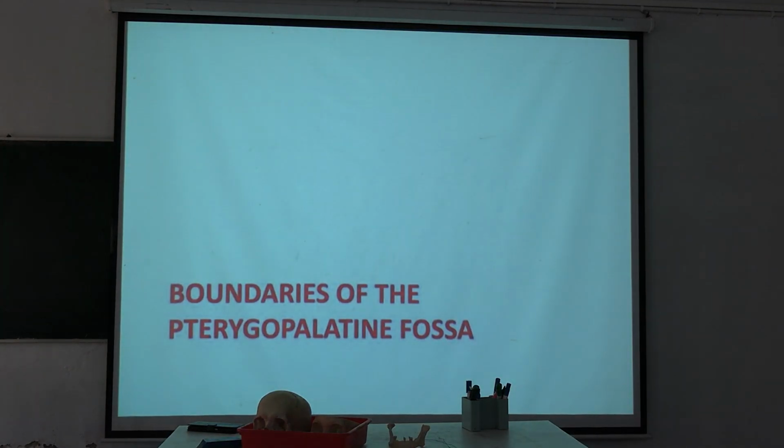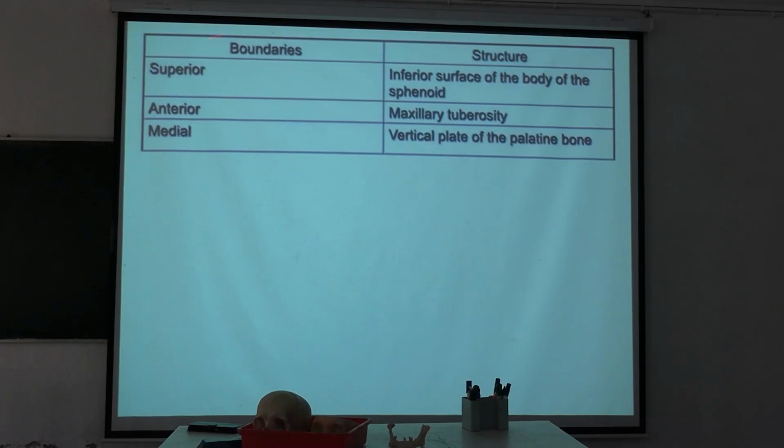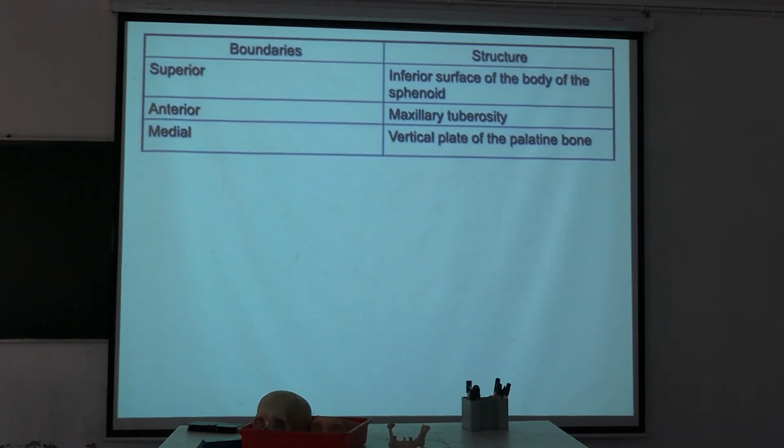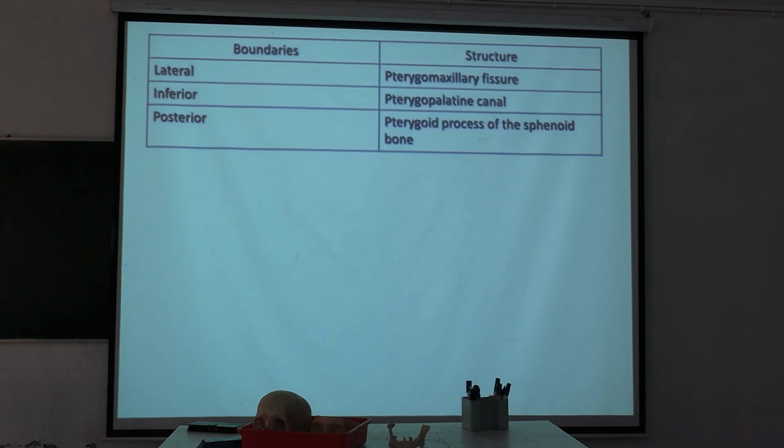So what are the boundaries of the pterygopalatine fossa? Superior boundary by inferior surface of body of the sphenoid. Anterior boundary by maxillary tuberosity. Maxillary tuberosity is the elevation there. And medial boundary by vertical plate of the palatine bone.